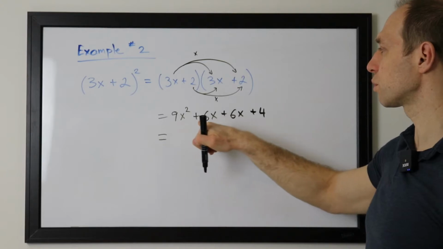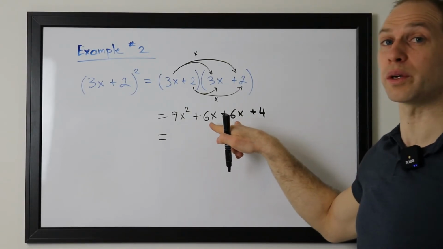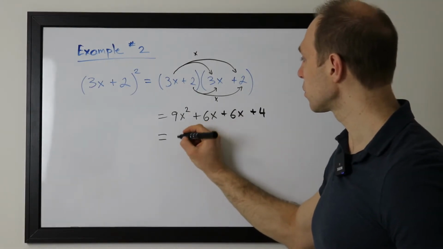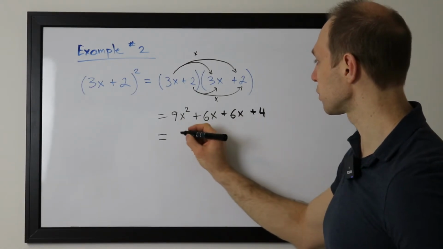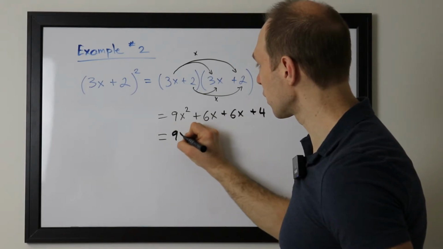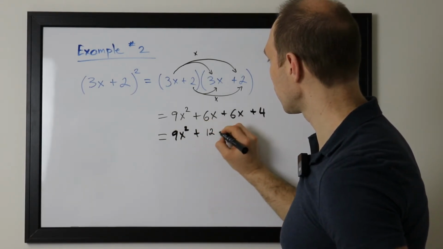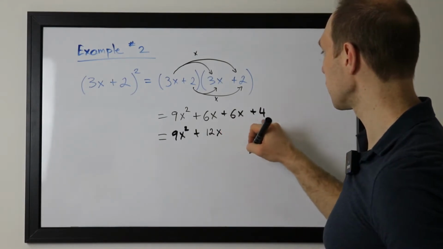Okay, so the next step is for us to actually combine like terms. The only thing we can combine are our x's. So this stays the same, and this also stays the same. So we get 9x squared plus 12x plus 4.